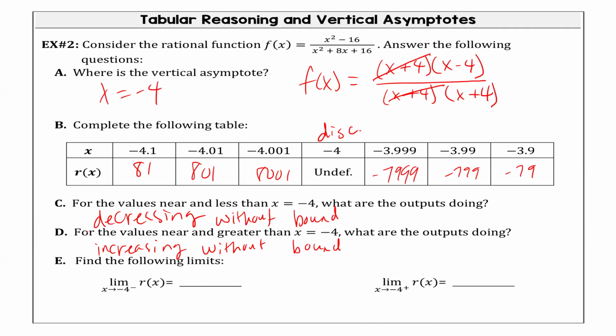I think I wrote this backwards, guys. Because we're getting near or coming from the left. Well, we're gonna read it this way. Coming from the left of negative 4, what are we doing? Increasing, so we're heading towards positive infinity. Coming from the right, we're doing what? Heading towards negative infinity. I think that's how they want it.